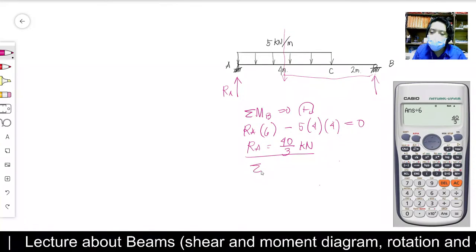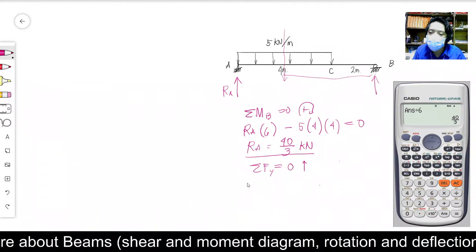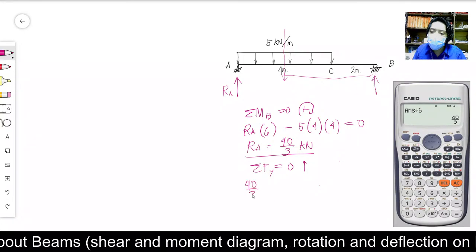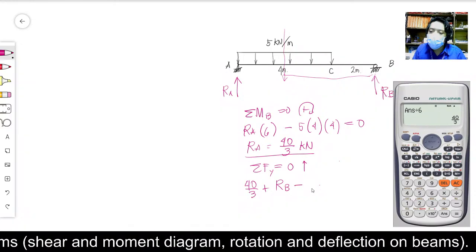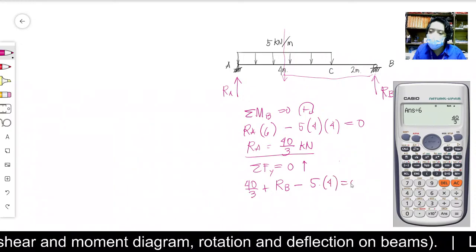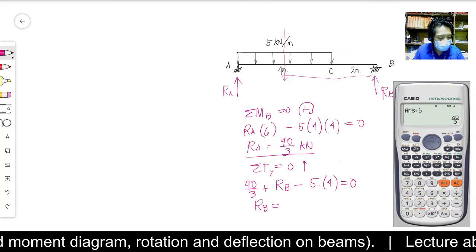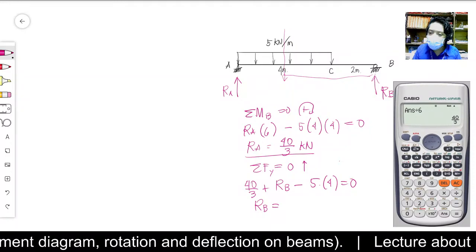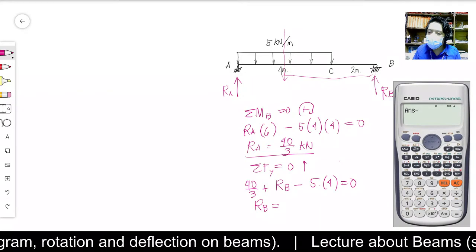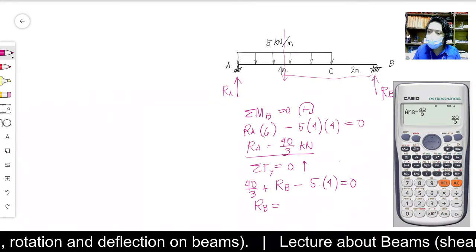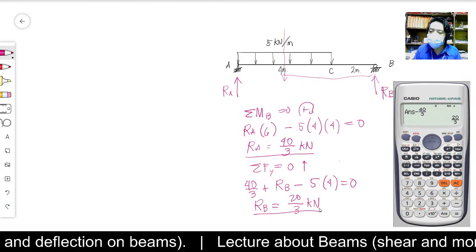For RB, we use the summation of forces along Y equal to 0, taking upward as positive. So we have RA, that is 40 over 3, plus RB, minus 5 times 4, equal to 0. So your RB is equal to 5 times 4, 20, minus 40 over 3, which is 20 over 3. So this is 20 over 3 kilonewton. This is RB.